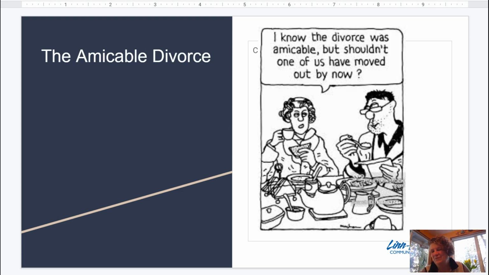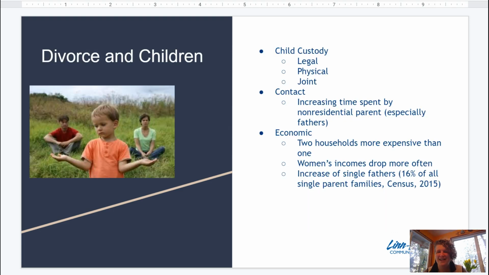So yeah, much more likely, and that's again, partly because marriage expectations have changed. Because people divorce for less dramatic or egregious reasons, it's also more likely that people can stay friends, which overall seems to be beneficial to children, which we'll talk about right now.